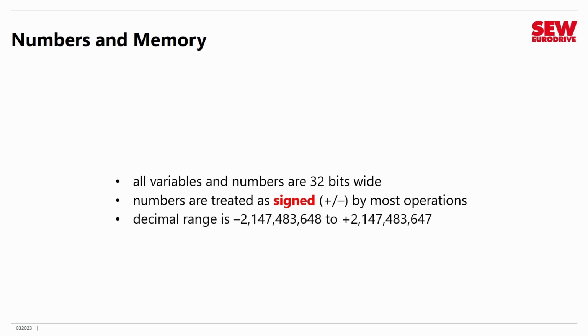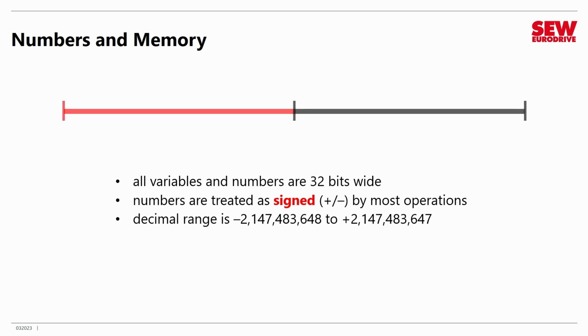IPOS numbers are always treated as signed. And the decimal range is roughly plus or minus 2 billion. So you can store a pretty big number in there. That's the decimal range. So here is the decimal range graphically. You can see zero in the middle. You have the negative numbers on the left, the positive on the right.